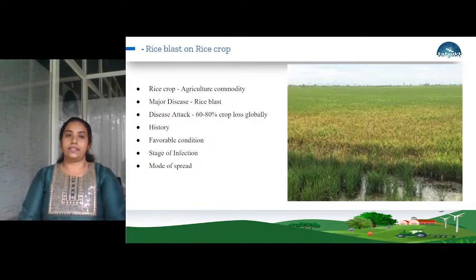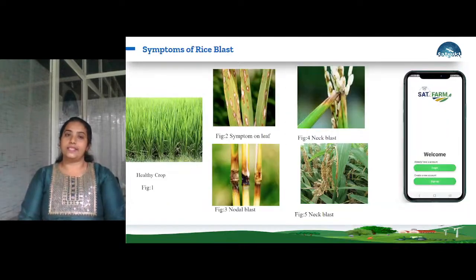So, how can we identify the disease? As we know, this disease infects almost all parts of the plant. The disease is seen at any stage of the plant growth, from the seedling stage to the maturity stage. Here you can see in figure 2, if the leaf has been infected, it is called leaf blast. So how can we identify this? We can see small round spots on the leaf. These spots later enlarge into larger spots that form a spindle shape, where we can see gray color in the middle surrounded by dark brown margins.